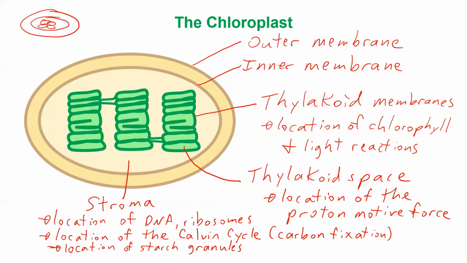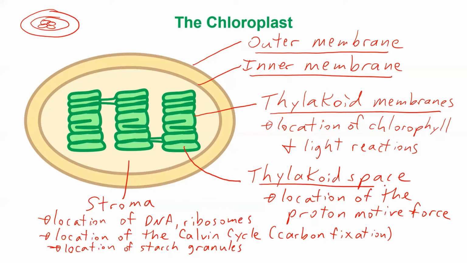So hopefully you got all that. You can always go back and review the video if you need to. Inner membrane, outer membrane, thylakoid membranes, thylakoid space, and the stroma. There's an R right there. Not stoma, but stroma with an R.